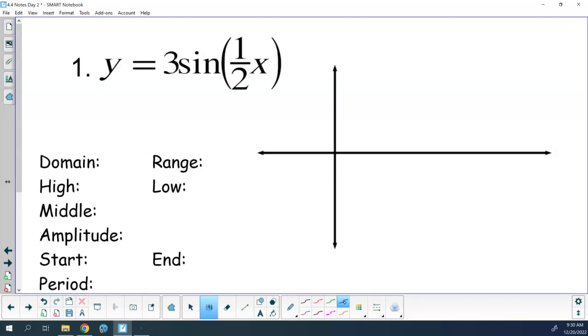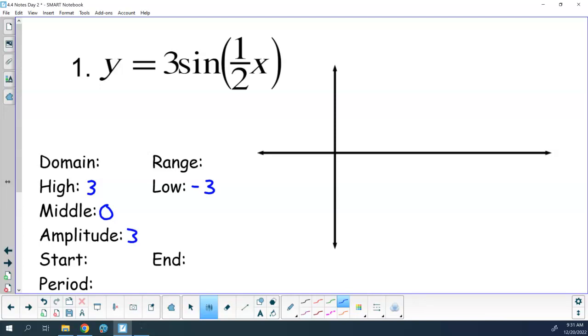What else do I know? You have a high of 3 and a low of -3. Okay, I like that. Because what's my middle then? 0. Amplitude? 3. Amplitude is 3. That's why we got the high of 3 and the low of -3. Like it.